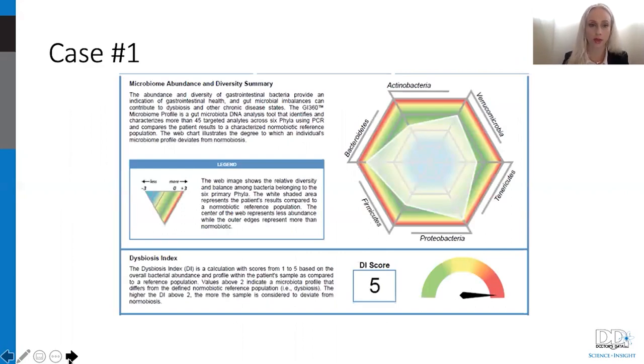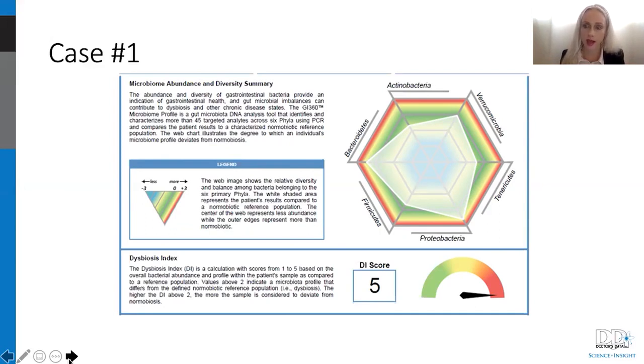We see here the microbiome abundance and diversity. So the web is a visual representation of abundance and diversity. A perfect result would be a hexagon right there, right at that gray line within the green, a perfect hexagonal shape. We can see the patient has a good amount of abundance because that white shape is a good amount of space, surface area. But the diversity is incorrect in that we're lower in the Actinobacteria, lower in the Tenericutes, pulled toward those Proteobacteria, lower in the Firmicutes, and then pulled toward the Bacteroidetes.